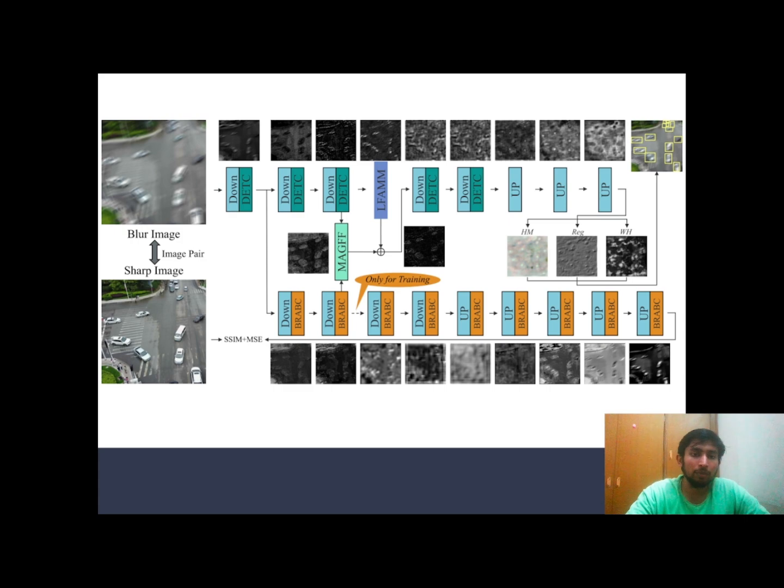One more thing to point out is that in our final inference engine, we remove the BRAB branch and the teacher network. So our final inference engine only has the multi-level attention guided feature fusion and the learnable frequency amplitude modulation module, which are a part of the student network.